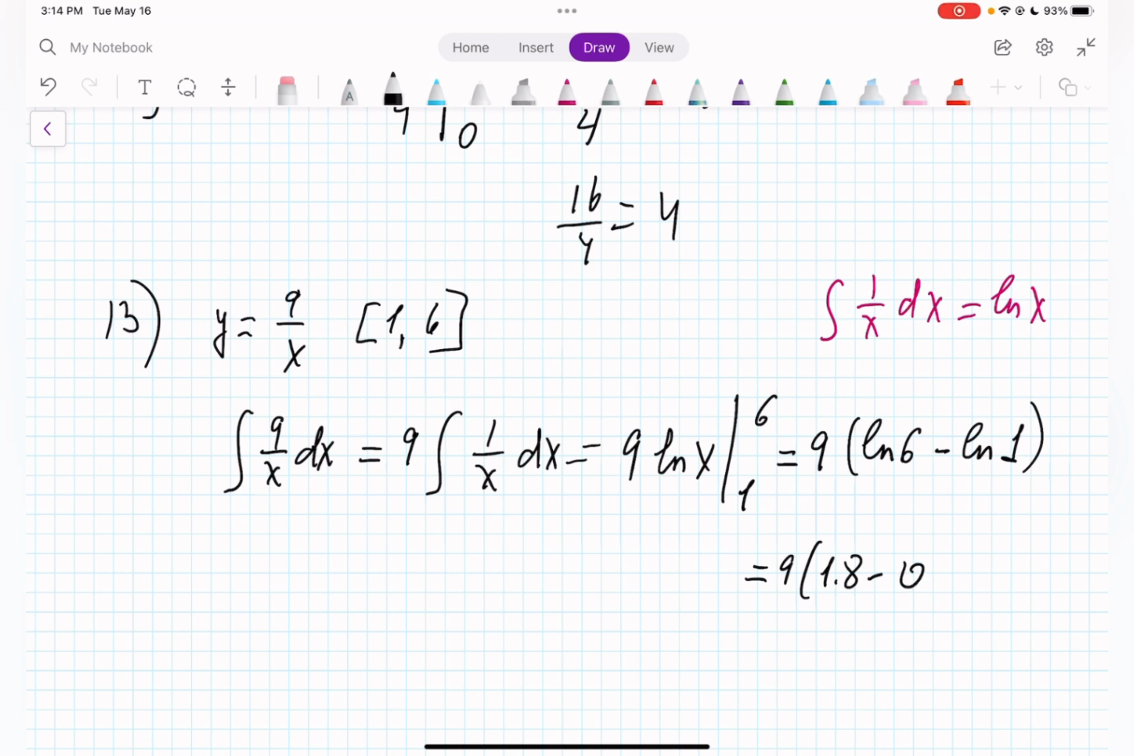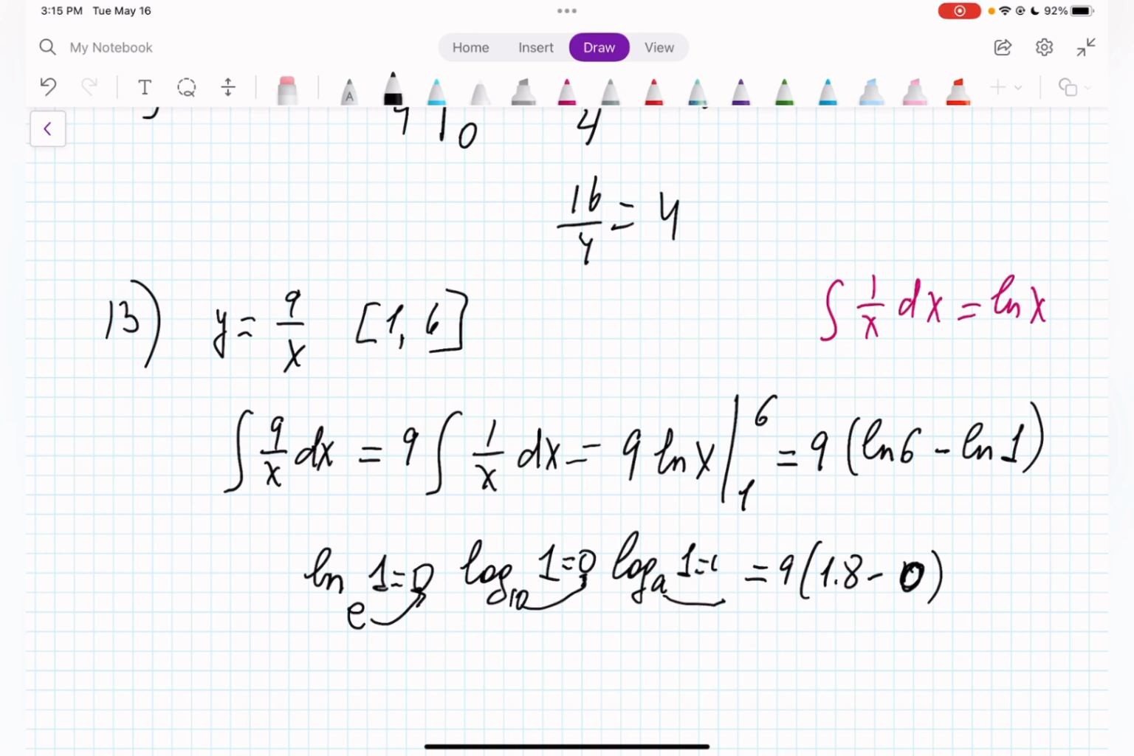Because why? You need to know any type of log, be it natural log, be it log by base 10, or be it log by any other base, as long as the argument is 1, it's going to be equal to 0. Let me remind you. So here, natural log means base e, right? e to the power 0. Any base here, 10 to the power 0, a to the power 0, it's always going to be equal to 1. Okay? All right.